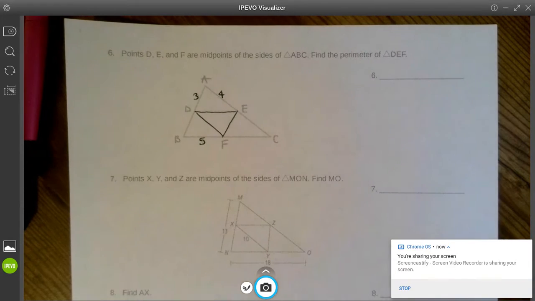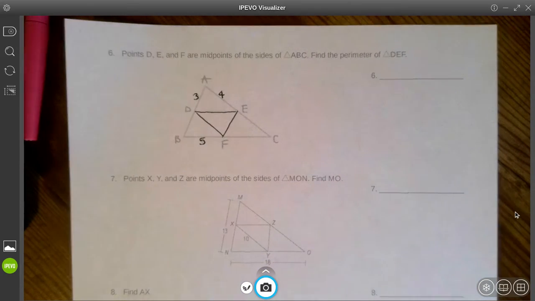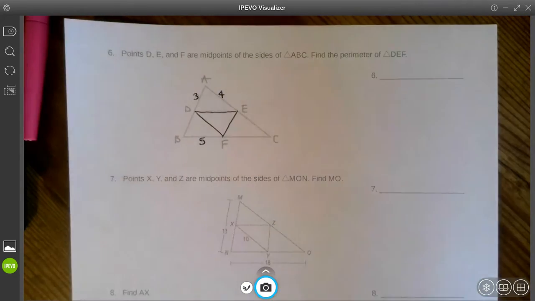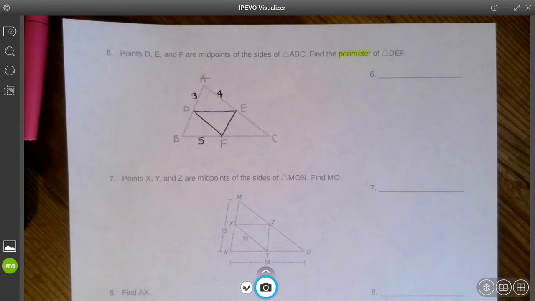We're going to cover number 6, 7, and 8 on your Chapter 6 test review in this video. Number 6 says points D, E, and F are midpoints of the sides of triangle ABC. Find the perimeter of triangle DEF.